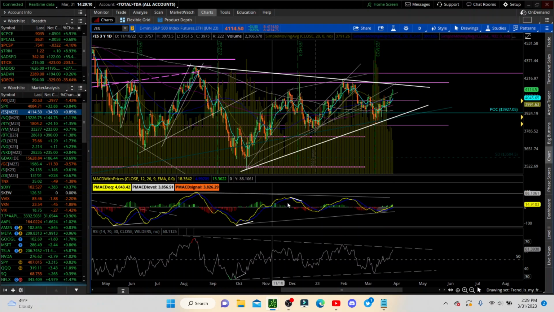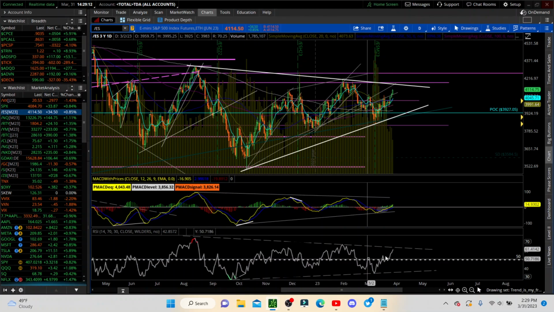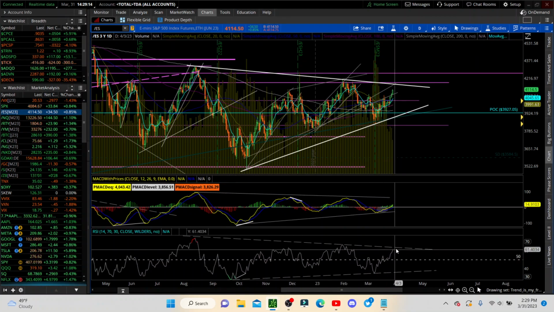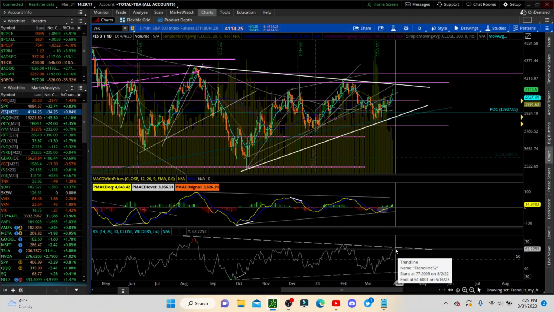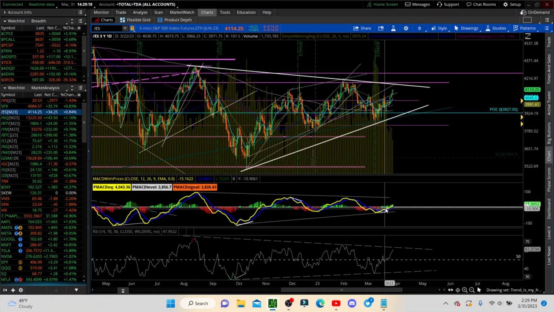You see the triangulation within the MACD and the RSI? RSI is getting close to the top there. That should be worrisome for bulls. And then the MACD is pretty weak, but in that neutral area, right?